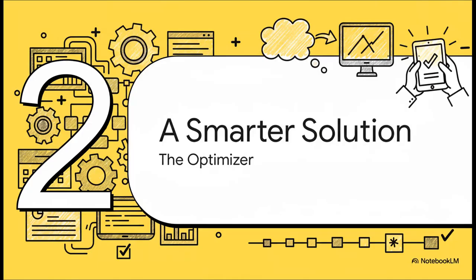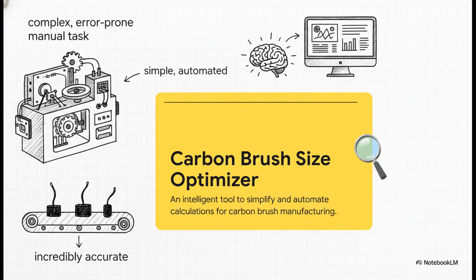Okay, so when you have a problem that's this specific, you just know there has to be a smarter way. And there is. Let's introduce the Optimizer. So what is the Carbon Brush Size Optimizer? Well, it's a super intelligent software tool built to do one thing and do it perfectly. Completely simplify and automate the whole calculation process for making these carbon brushes. It takes that complex, messy, manual job and turns it into something simple, automated, and most importantly, crazy accurate.